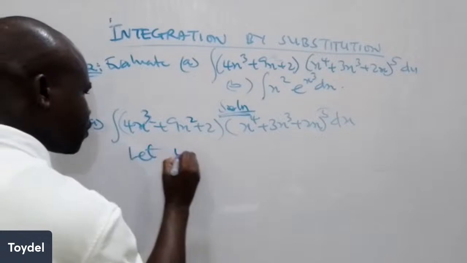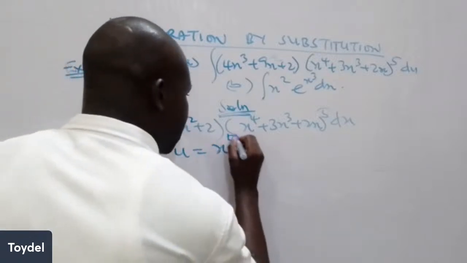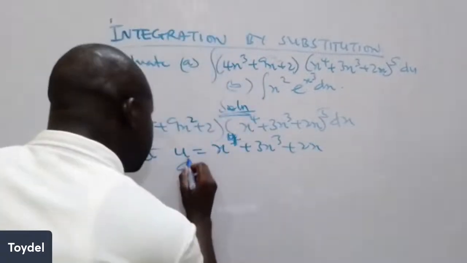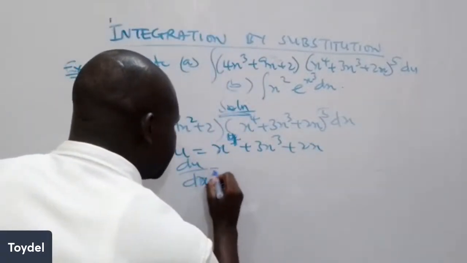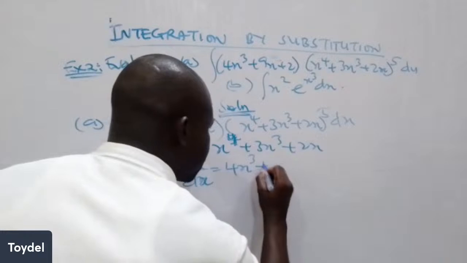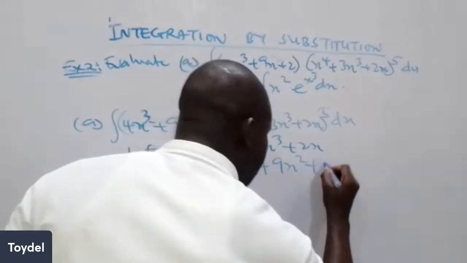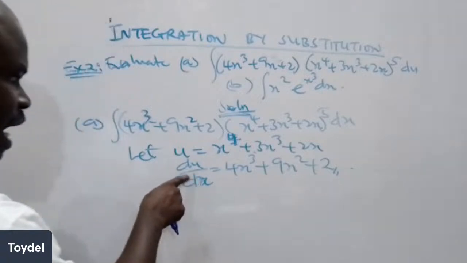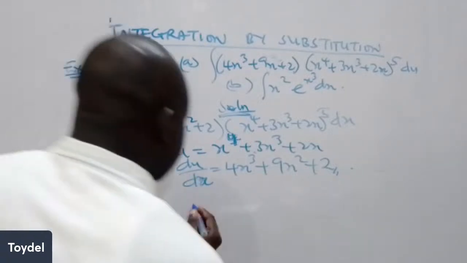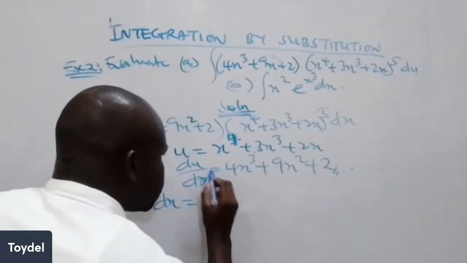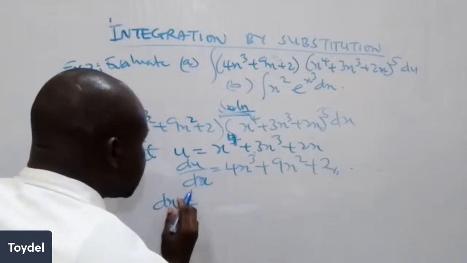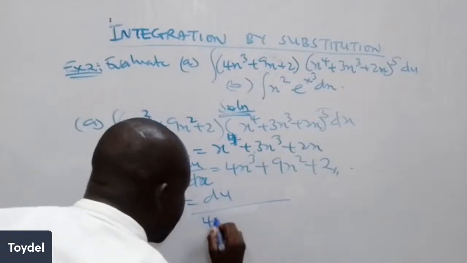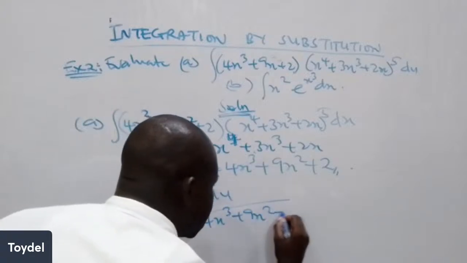We say let u equal x to the power 4 plus 3x cubed plus 2x. So what is du/dx? du/dx will be 4x cubed plus 3 times 3, 9x squared, plus 2. That is what we are going to have. So in this case now, I'll make dx the subject of the formula. dx will be equal to du all over what I have here, 4x cubed plus 9x squared plus 2.